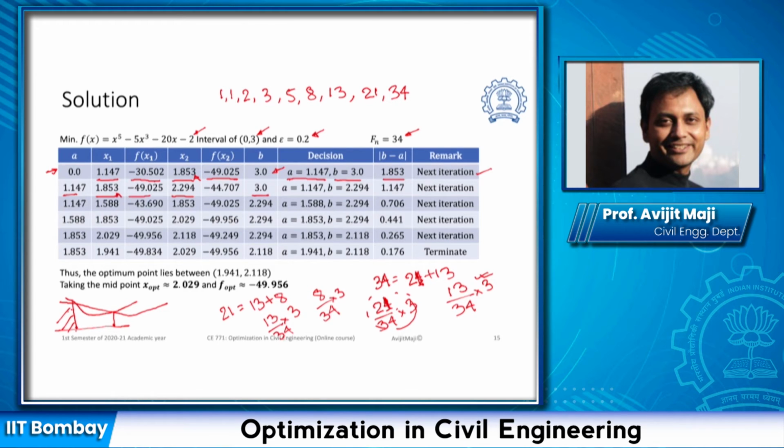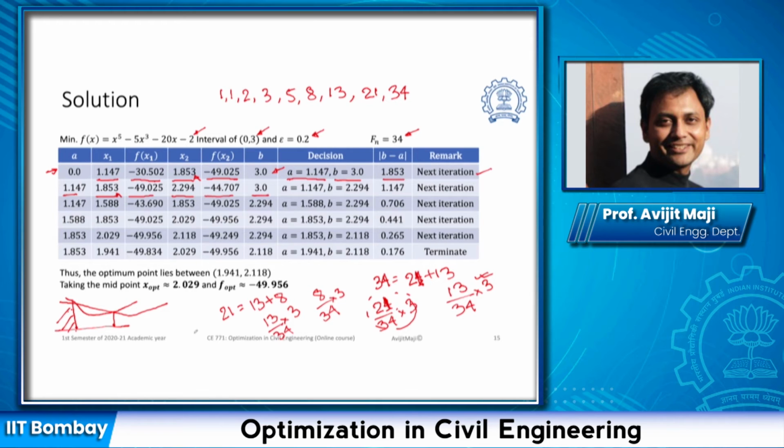We can just retain that. We need to evaluate the function value at this new point, and then we realize that the function value at this new point is lesser than the objective function value at the point which we had earlier, or which is on the left hand side.